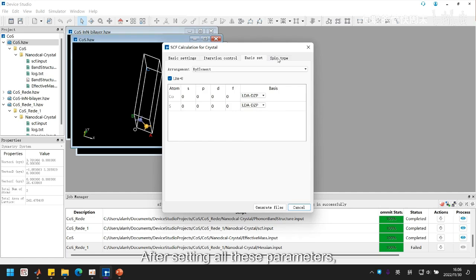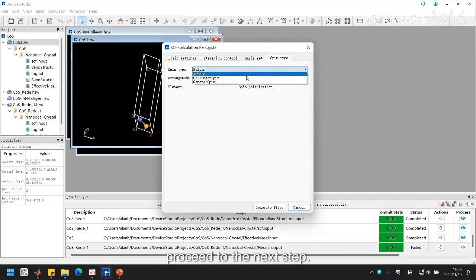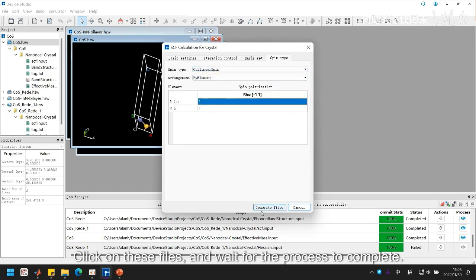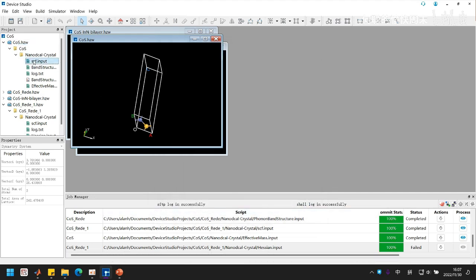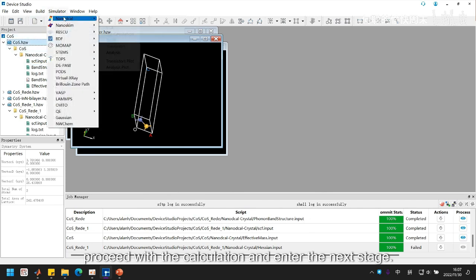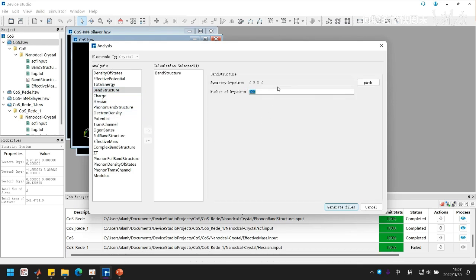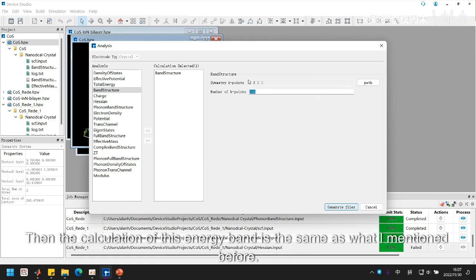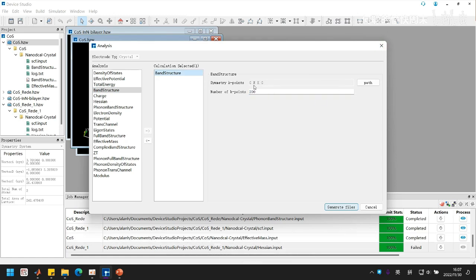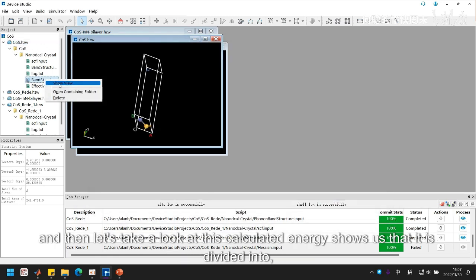After setting all these parameters, proceed to the next step. Click on these files and wait for the process to complete. Under this mindset, proceed with the calculation and enter the next stage. Can you take it to see if it is a semiconductor or metal, conductor or insulator? Then the calculation of this energy band is the same as what I mentioned before. The method is the same, and then let's take a look at this calculated energy.